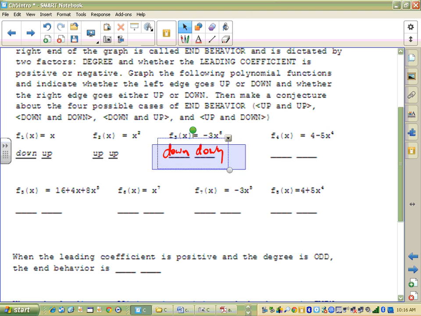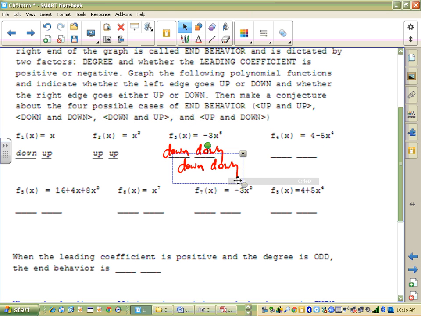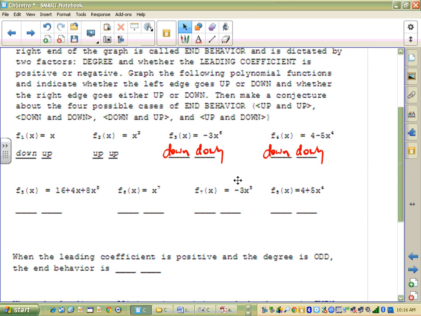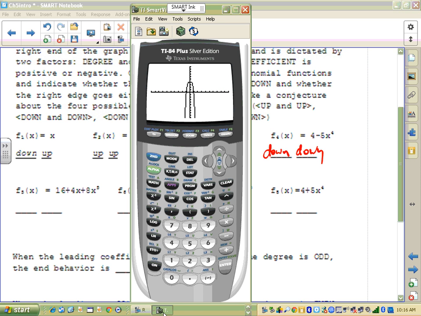Okay, so this next one is also down and down on the ends. Okay. The next function that we're graphing here, 16 plus 4x plus 8x to the 5th.